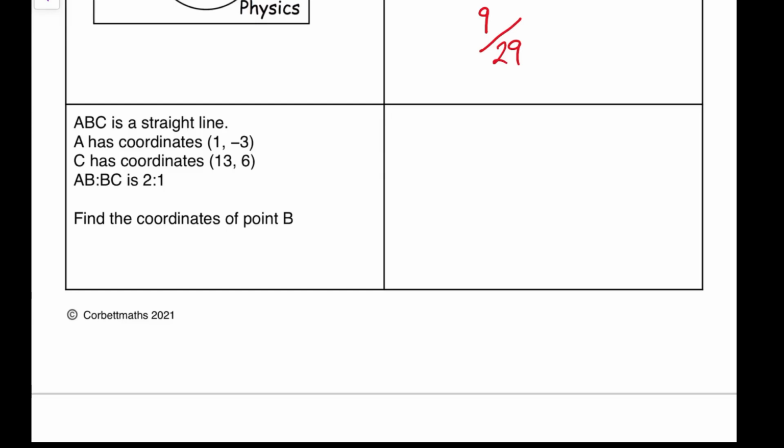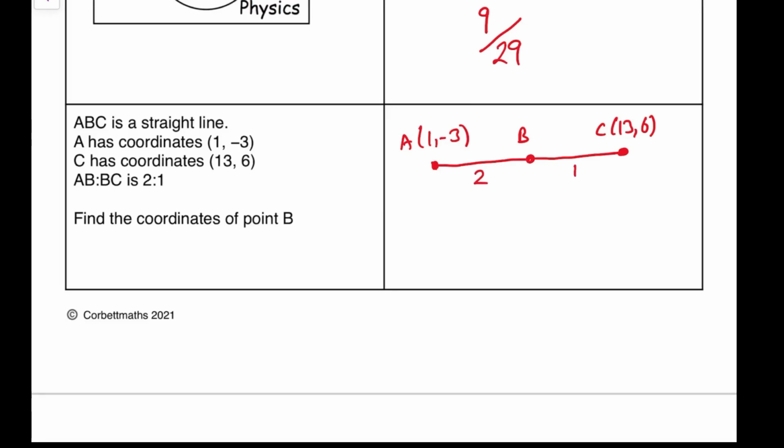So ABC is a straight line. Now my tip for this one is don't spend ages trying to draw a super nice diagram with the coordinates and everything in the right place. All you need to know is that A is 1, -3, C is 13, 6, so I'm just going to write C as 13, 6, and B is somewhere in the middle, I presume. And then it tells me that AB to BC is 2 to 1. So AB is 2 lots and BC is 1 lot.